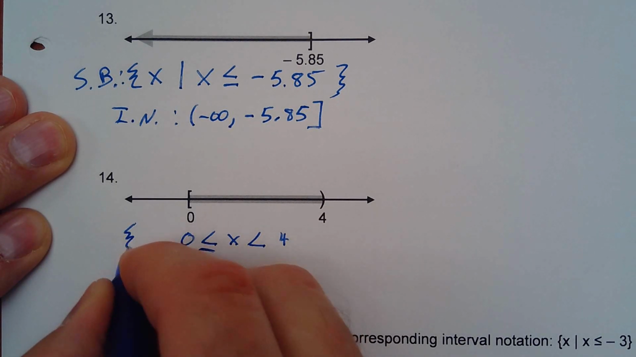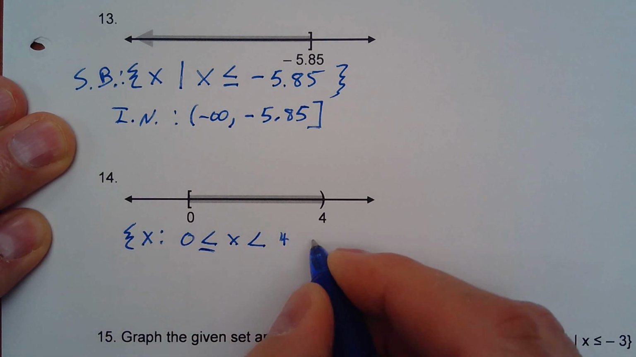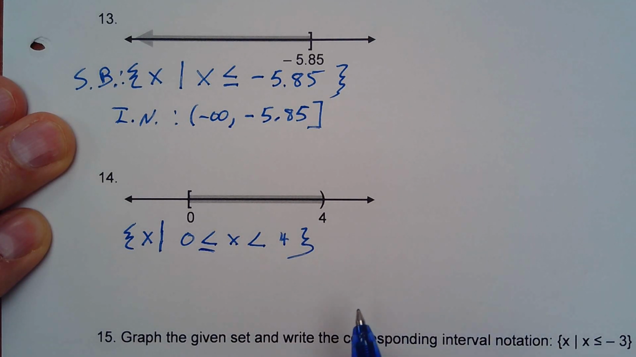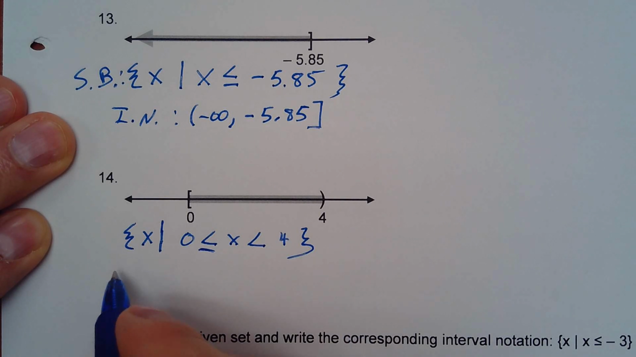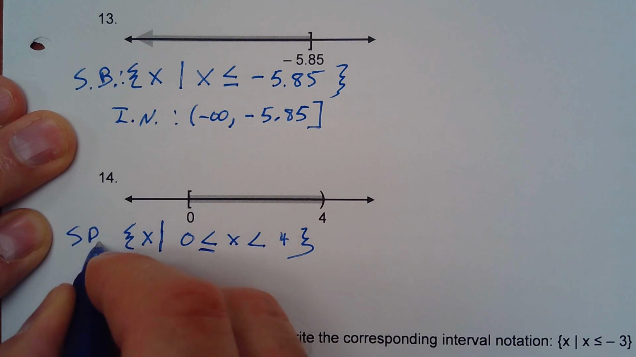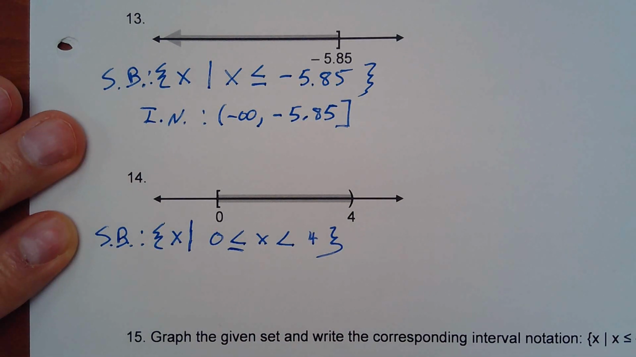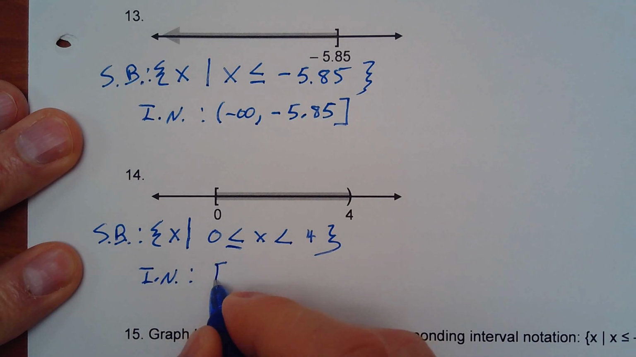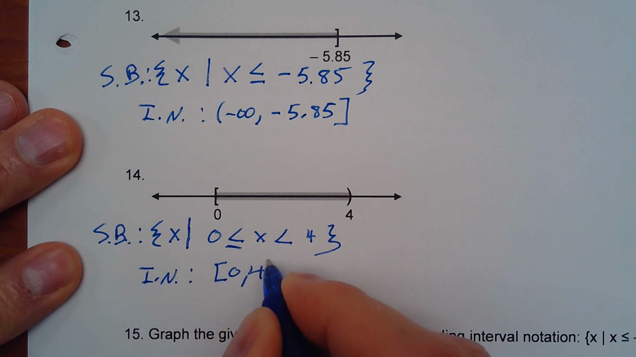And now make it fancy so I can get my set builder notation. Set of all x such that x is between 0 and 4, including 0. So there's my set builder notation. And then my interval notation: bracket 0, comma 4, parentheses.